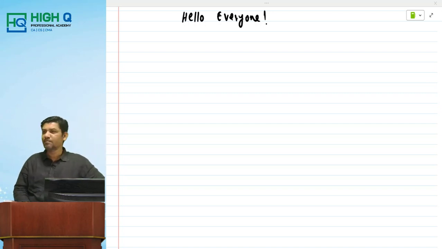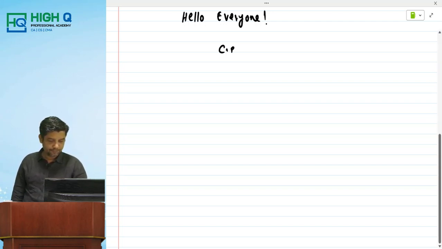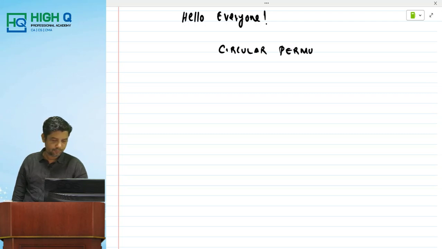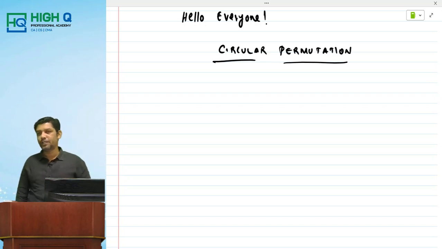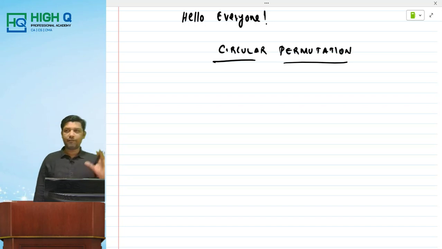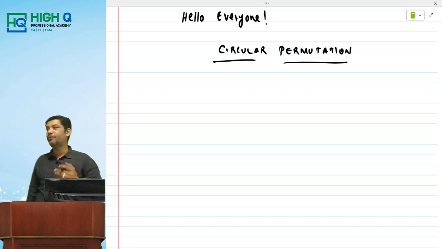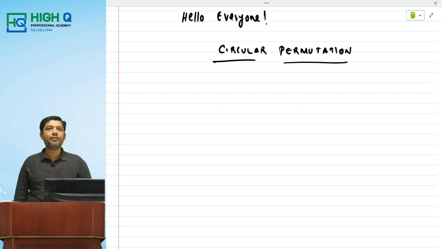Now look at this, my dear. Let us continue. So circular permutation. What is meant by circular permutation? That is, we have to arrange 4 or 5 people on a circular table. In how many ways that can be arranged, that is what we call circular permutation.